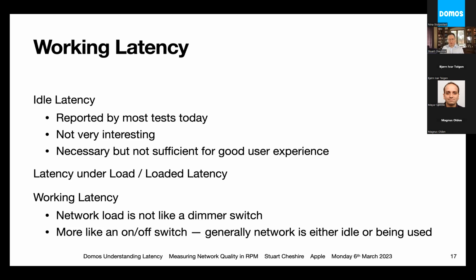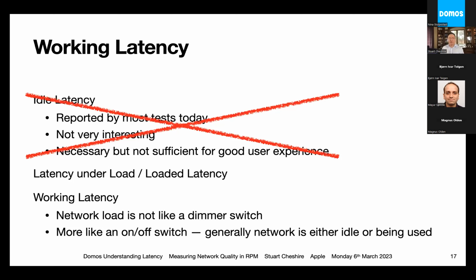Now, of course, good idle latency is necessary. If your idle latency is terrible, you're already doomed. But if your idle latency is good, that's the first step. What you need is good latency when the network's being used. So let's forget even caring about idle latency. It doesn't matter. And we started using this other term, which is well known in the industry, latency under load.